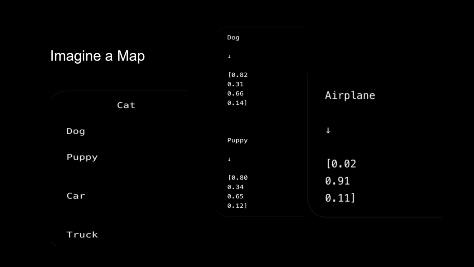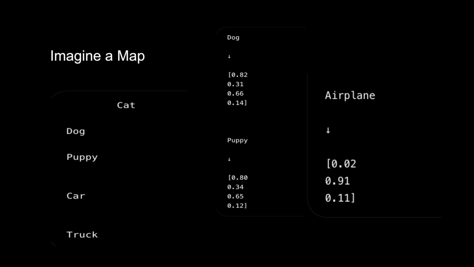Imagine placing every word on a giant map. Words with similar meanings are placed close together. Words with different meanings are placed far apart. So, dog and puppy are neighbors, but dog and truck, airplane are far away.